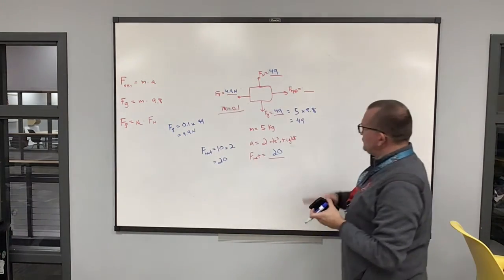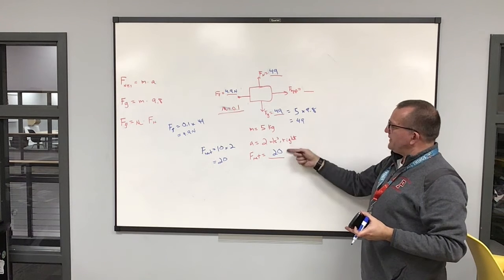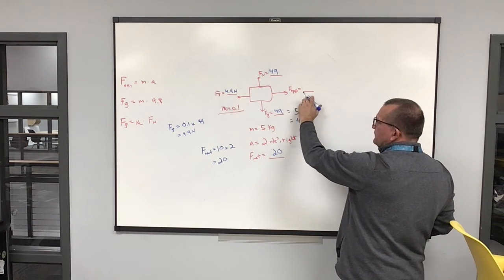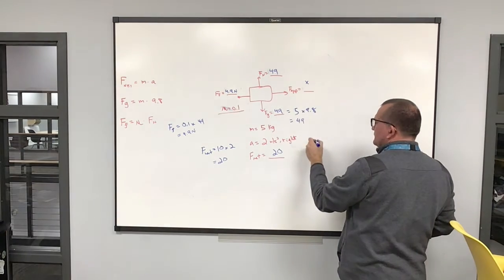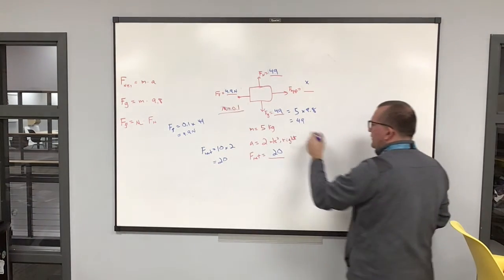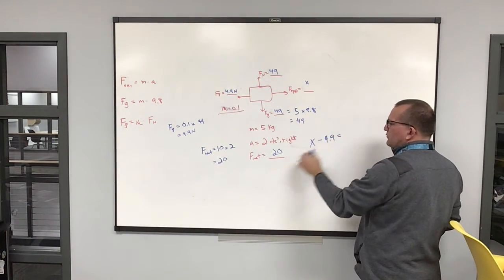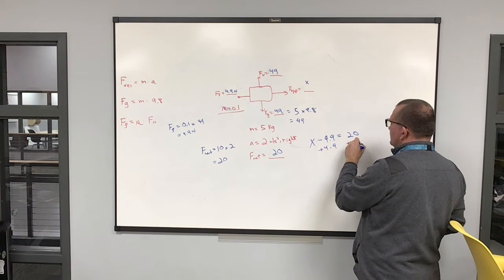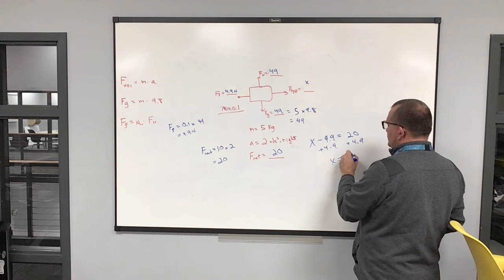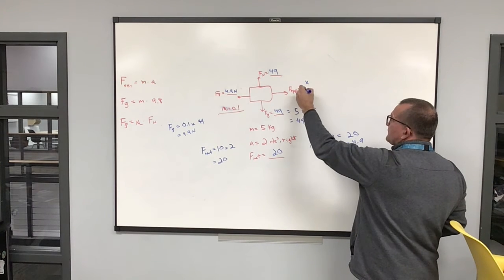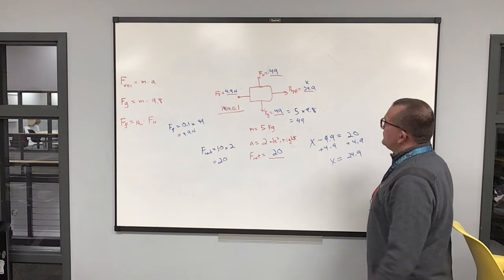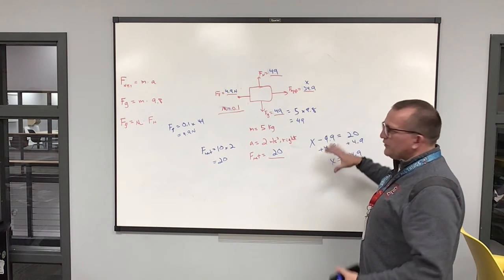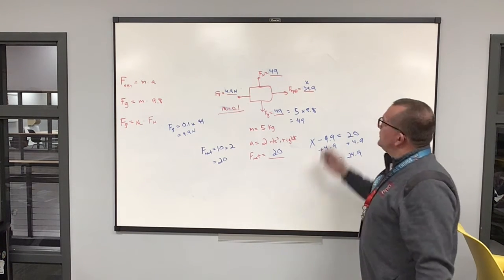Now my net force is 20. Since my acceleration is going right, my net force is going 20 to the right, okay? So essentially it turns into this force, which I'm going to call x, minus 4.9 equals 20. If I add 4.9, x is equal to 24.9. So my applied force is 24.9. So a little extra step here. We kind of did that on the first slide, but here it is in action.